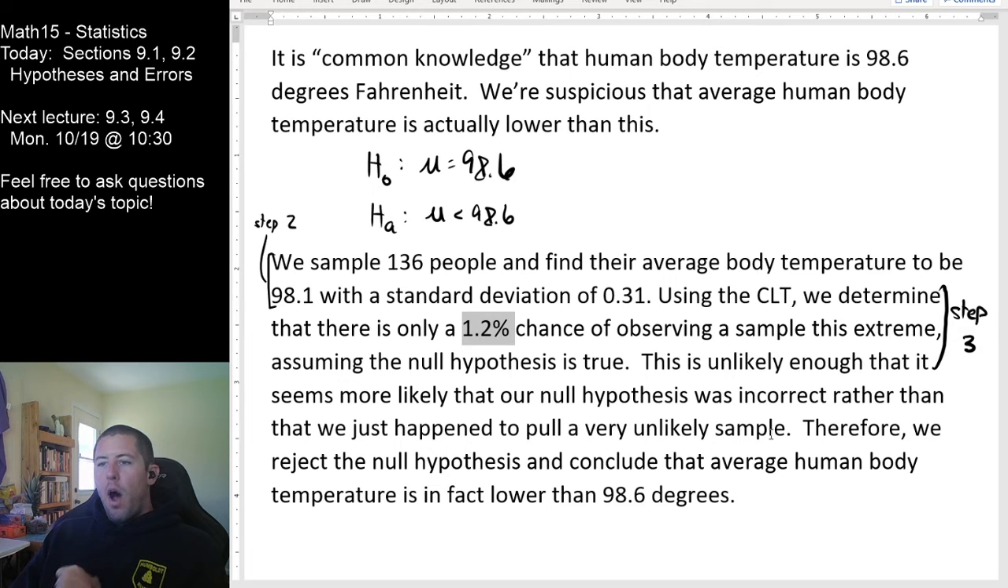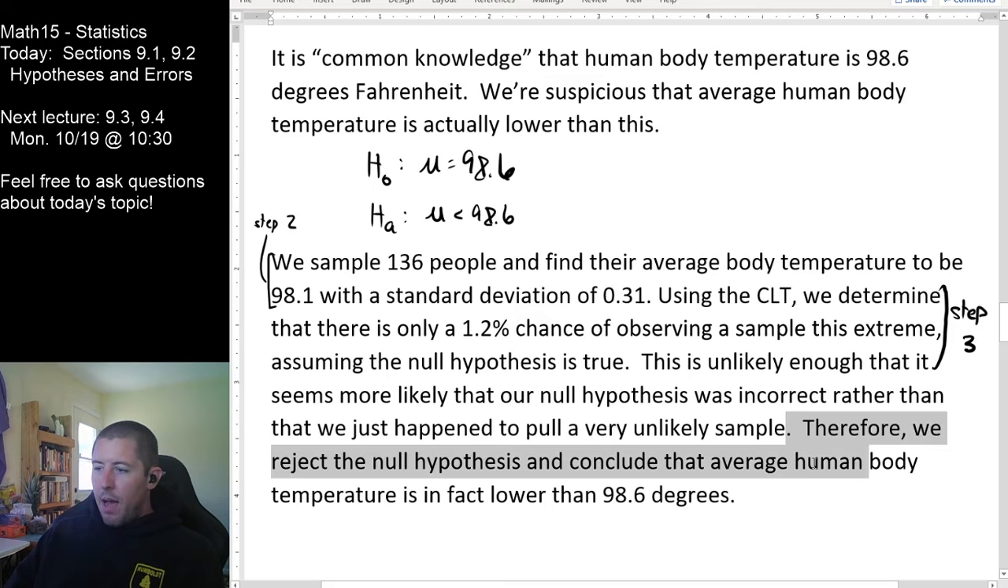But I just want us to see why we are forming these null and alternative hypotheses. It's because we want to compute a probability of seeing the sample that we drew, and therefore make a decision of which of the two hypotheses we believe is the correct one based on that data, based on the probability of seeing a sample like that from our central limit theorem calculations. So finally, I'm concluding with a typical statement here. We reject the null hypothesis based on this unlikeliness, and we conclude that average human body temperature is, basically just stating the alternative hypothesis, in fact lower than 98.6 degrees.